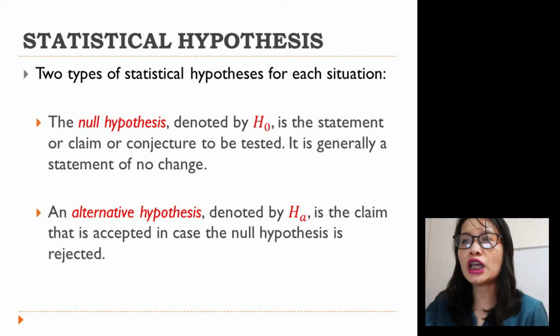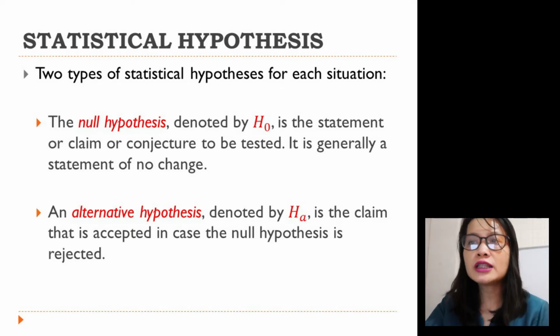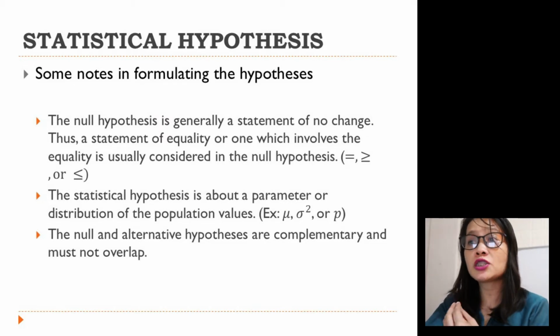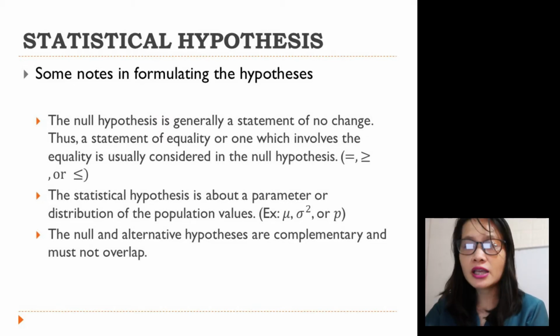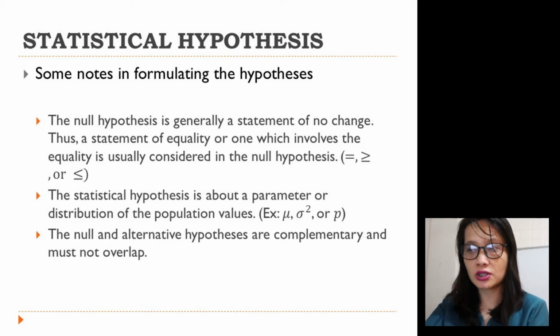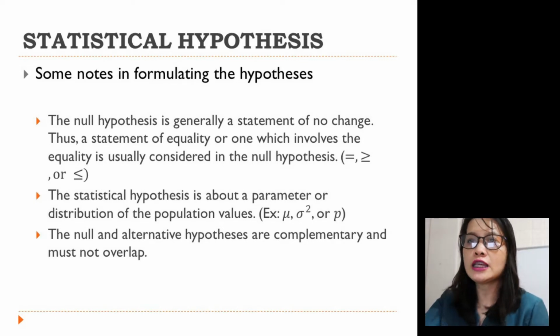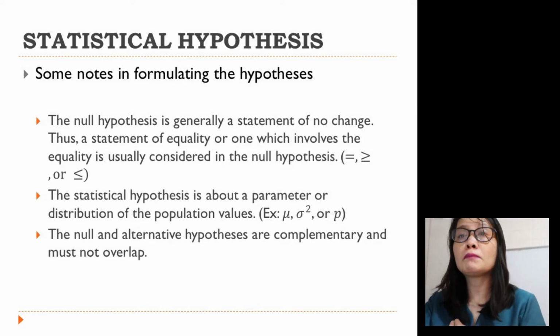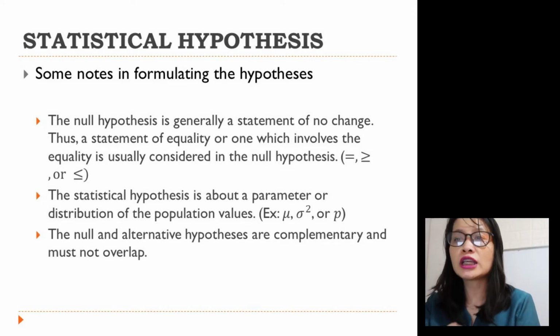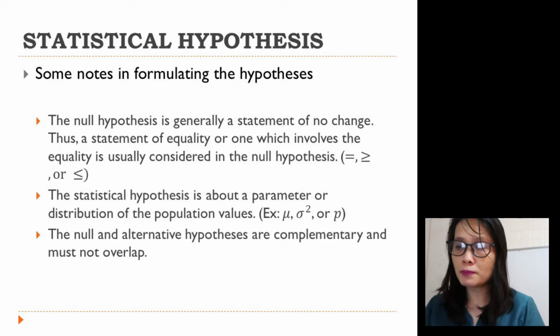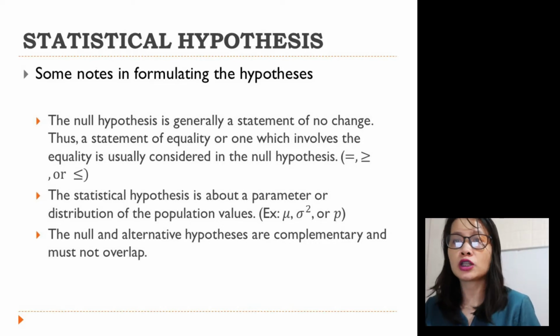So some notes in formulating the hypothesis. Number one, the null hypothesis is generally a statement of no change. Thus, a statement of equality or one which involves equality is usually considered in the null hypothesis: equal to, greater than or equal to, less than or equal to. So we'll be using those in formulating our null hypothesis. The statistical hypothesis is about a parameter or distribution of the population values. Examples of statistical hypotheses involve mu, which refers to the mean of the population, and the variance of the population, that is sigma squared.